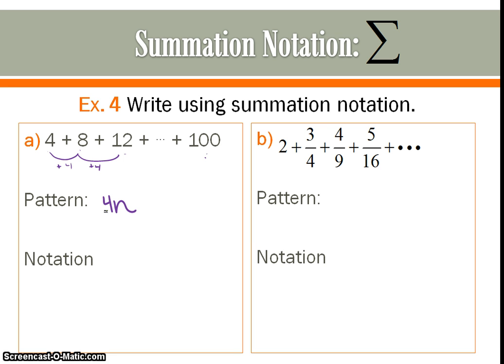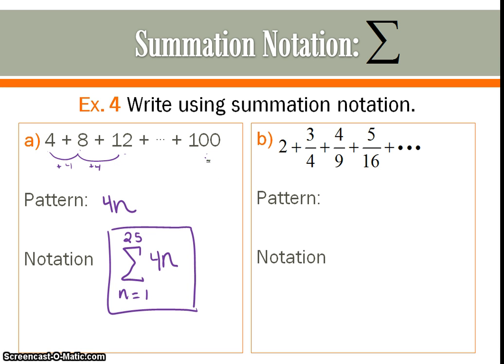Okay, so the notation, we are going to use the sigma notation. We're going to sum up my multiples of 4, my 4n's, and I'm going to start by plugging in n equals 1, because when I plug 1 into my pattern, I get 4 out, 1 times 4. When I plug 2 in, I get 8 out, which is my second term. When I plug in 3, I get 12, which is my third term. I'm going to keep plugging in numbers, 1, 2, 3, 4, all the way up until, what do I have to plug in to 4n to get 100? Well, that would be 25, because 4 times 25 is 100. So this would be the sigma notation for this series.